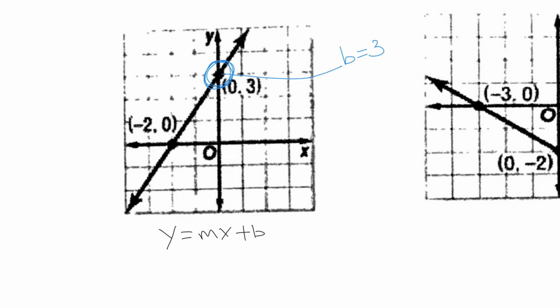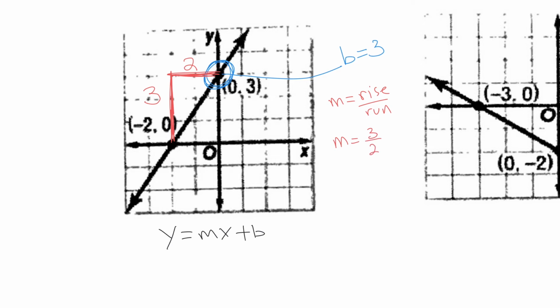Next, I need to find the slope. Since we have a graph, we need to use the rise and the run. So I need to know how to go from one point, I'm looking at this first point on the left side of the line, all the way to the second point. So I'm going to rise, go up, and then go to the right. Let me count how many steps I go up. 1, 2, 3 steps. So we go up 3, and to the right 1, 2. So the run is 2. So my slope is 3 over 2.